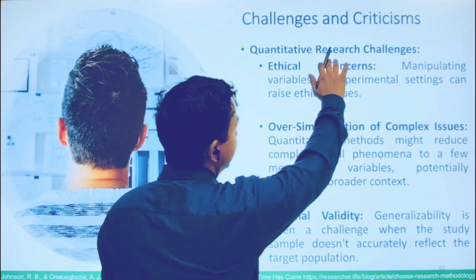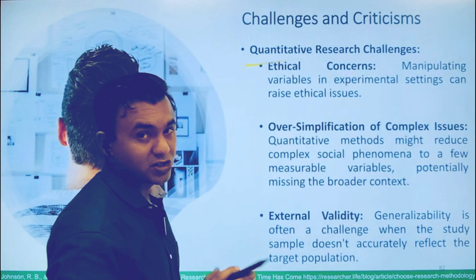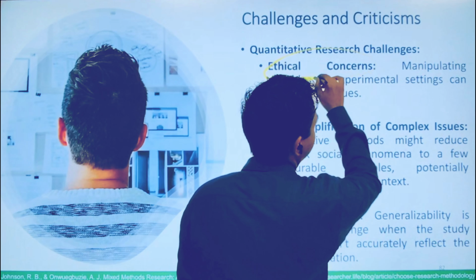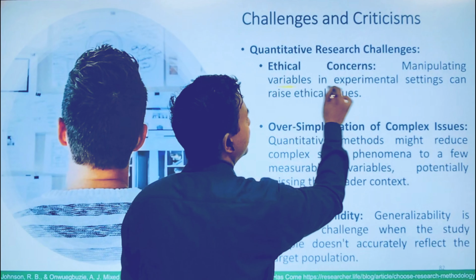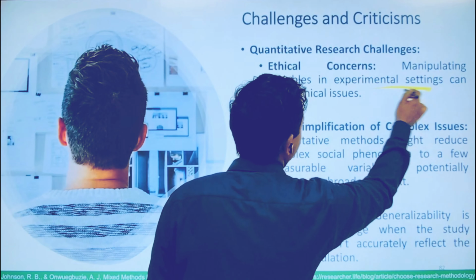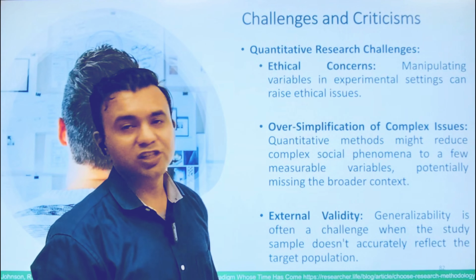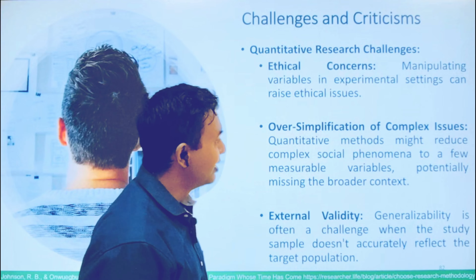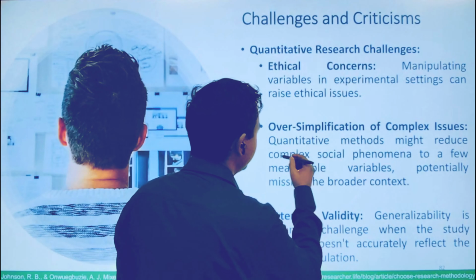There are certain challenges and criticisms of quantitative research also, such as ethical considerations and ethical concerns. Someone can manipulate the variables in the experimental design, such as a fabricated graph. Sometimes research scholars fabricate the graphs and then present them. So those kinds of manipulations can be there in quantitative research.